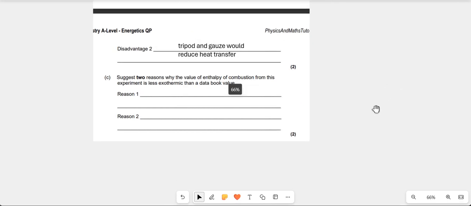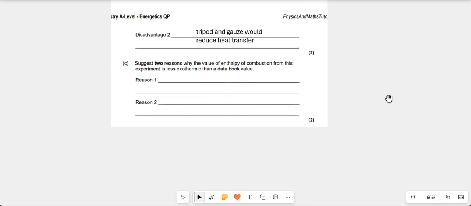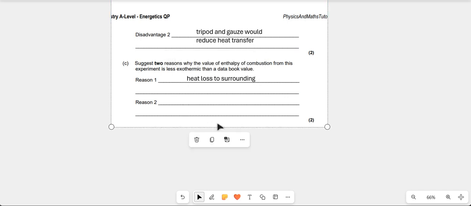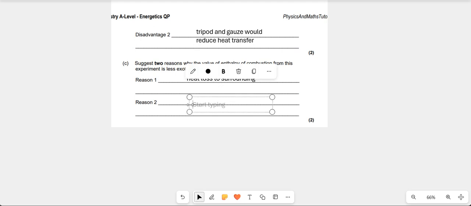So just two reasons here why the value of the enthalpy of combustion from the experiment is less than the value from the data book. Obviously, this is standard: just say heat loss. These are easy marks here. And then just say incomplete combustion.